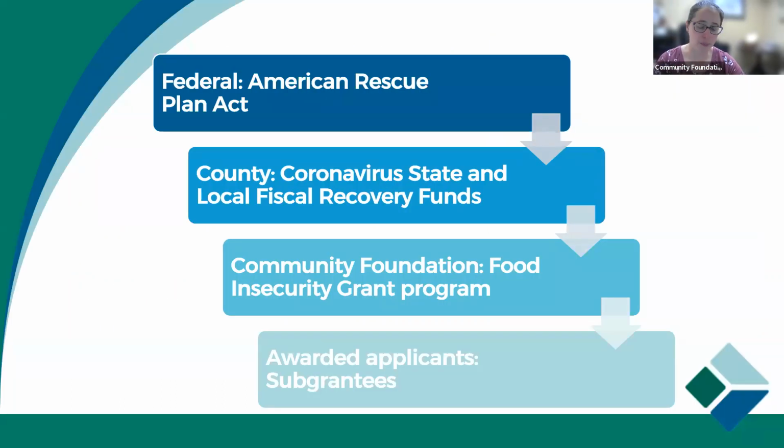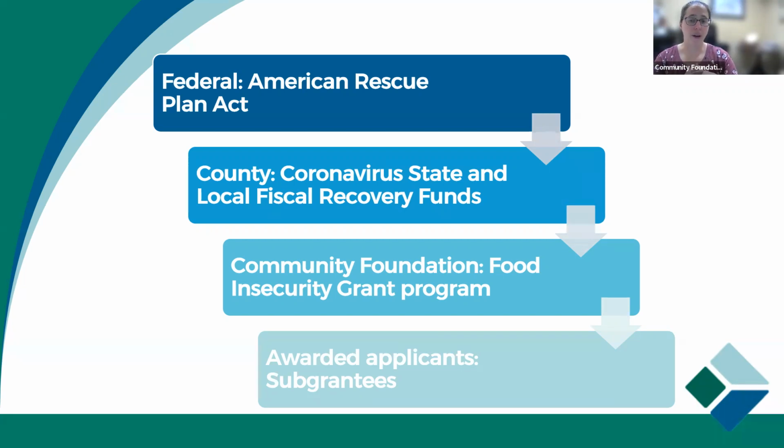For this particular grant opportunity, this is actually a new one for us. So it's going to look different from your end as an applicant, and it looks different from our end as the grant maker. These funds actually are federal in nature. They come from the American Rescue Plan. The ARPA funds were given to the county through coronavirus state and local fiscal recovery funds. The county has signed an MOU with us, and so we're offering this Food Insecurity Grant program.